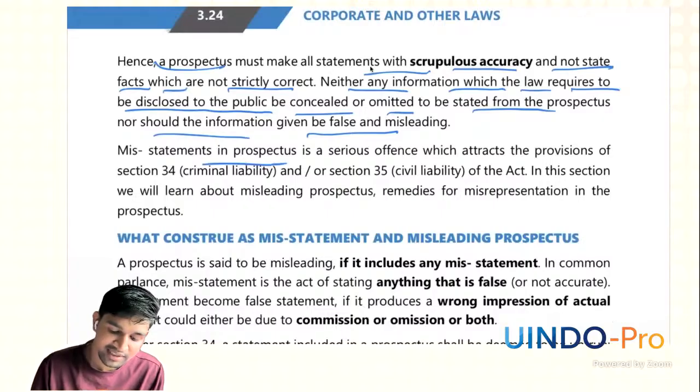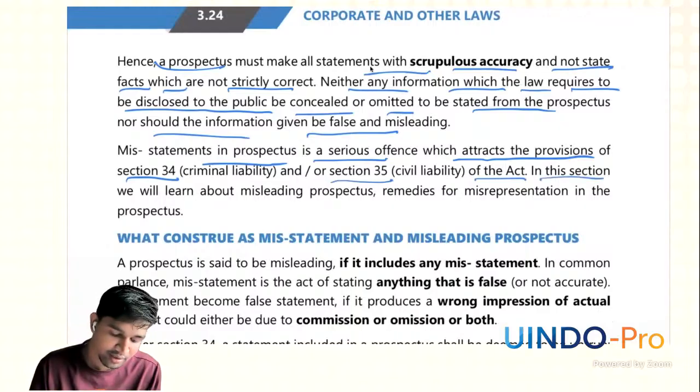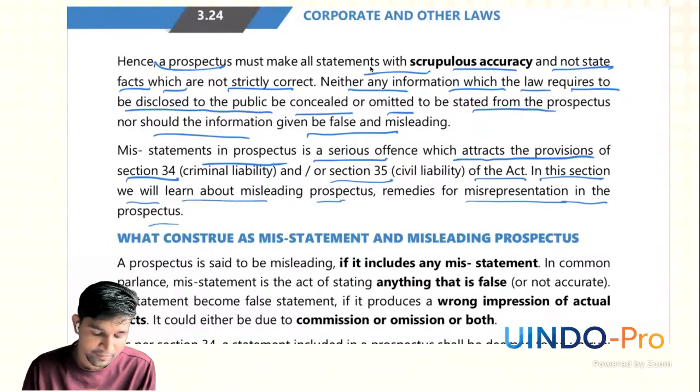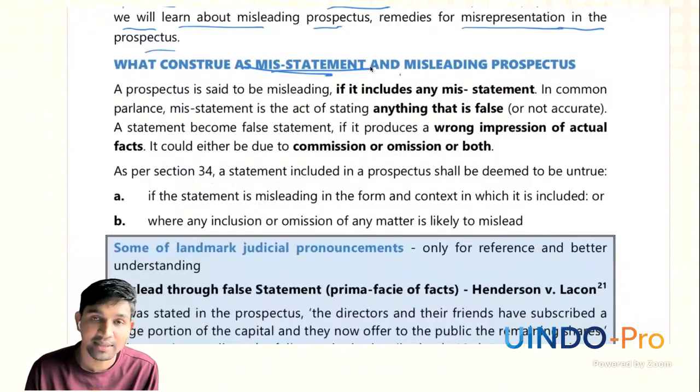Misstatements in a prospectus is a serious offense which attracts the provisions of Section 34 criminal liability and Section 35 civil liability of the Act. In this section, we will learn about misleading prospectus and remedies for misrepresentations in the prospectus. What construes a misstatement and a misleading prospectus?